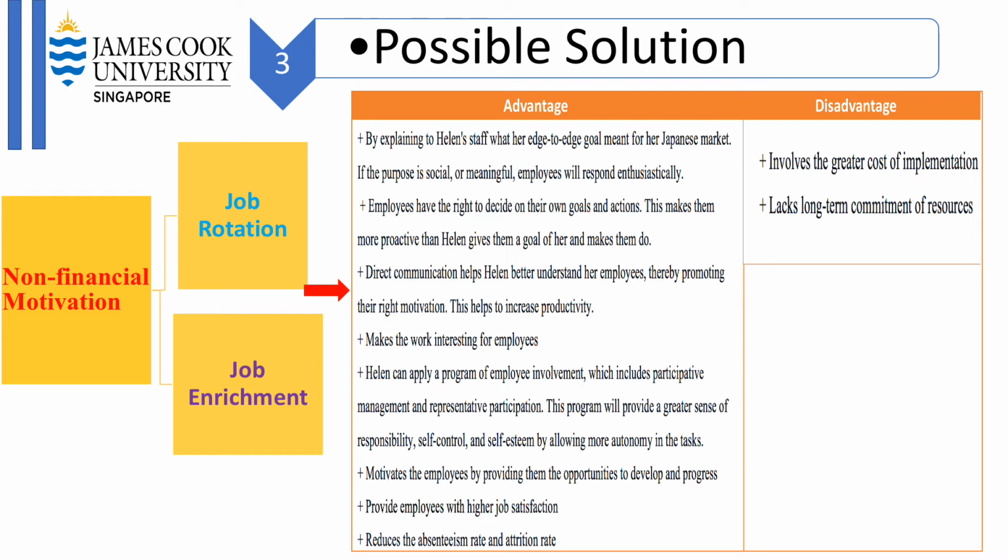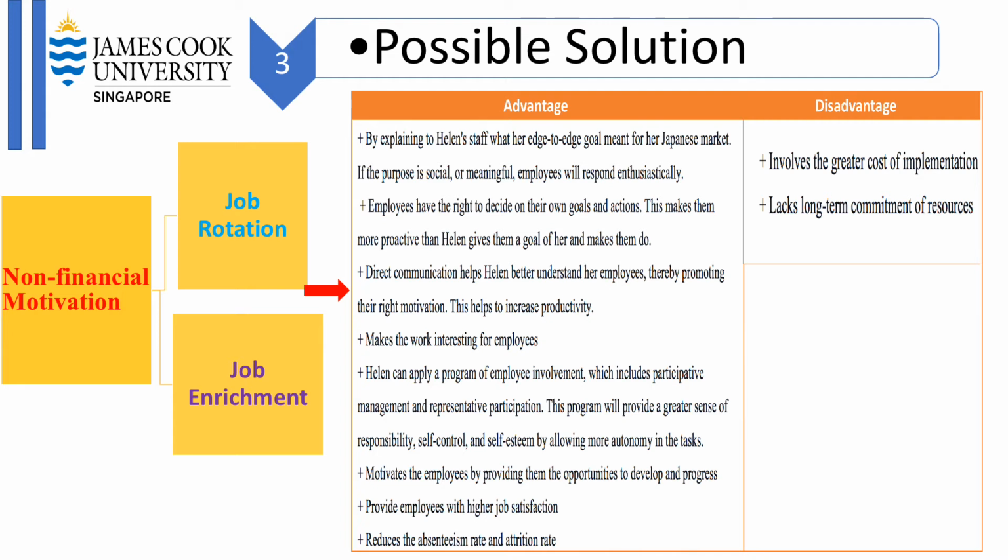The advantages of these methods are that, by explaining to Helen Stark what her A2A role means in the Japanese market, if a purpose is social and meaningful, the employee will respond with enthusiasm. Employees have a right to decide on their goals and actions. Direct communication would help Helen better understand her employees, and her employees also understand exactly what she wants them to finish. Direct communication helps to increase productivity and makes the work interesting for employees.